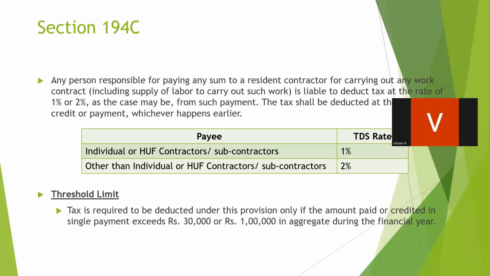And if the payment doesn't exceed 30,000 but is under 30,000, and adding those amounts the aggregate goes above 1 lakh, then they have to deduct TDS at 1% or 2%. So for you, our question.